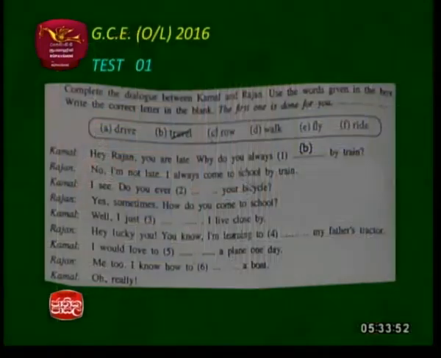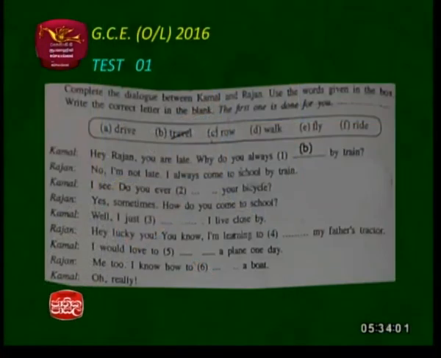So we are discussing the past paper questions, children, according to the new syllabus. This is the 2016 O-level paper where you see a dialogue again, right? And you also can see the words. So the question is, complete the dialogue between Kamal and Ranjan. Teresa, can you read that? Yes, sure. Complete the dialogue between Kamal and Ranjan. Use the words given in the box. Write the correct letter in the blank. The first one is done for you. So the instruction is write the correct letter.